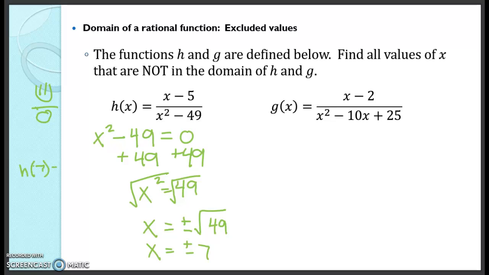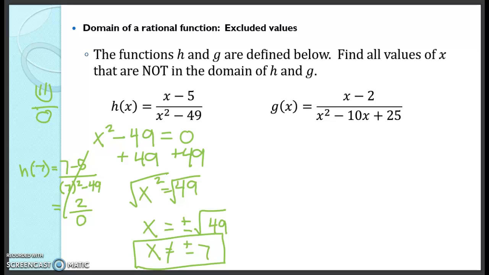What will happen? 7 minus 5 over 7 squared minus 49, right? So this is 2 over 49 minus 49, which is 0. Oh, I divided by 0, universe explodes. So x cannot equal plus or minus 7. So there's two values. Similarly, I could plug in negative 7. Negative 7 squared is 49, so I'd still get 0 on the bottom.